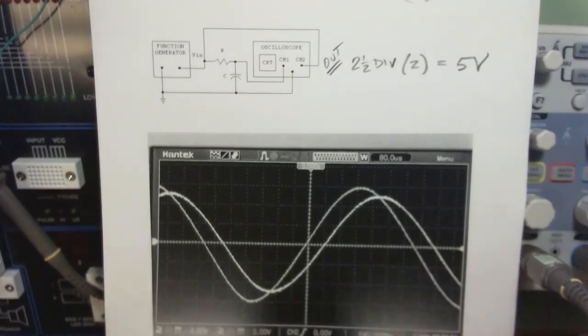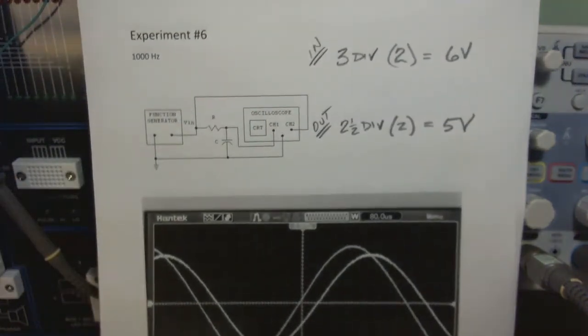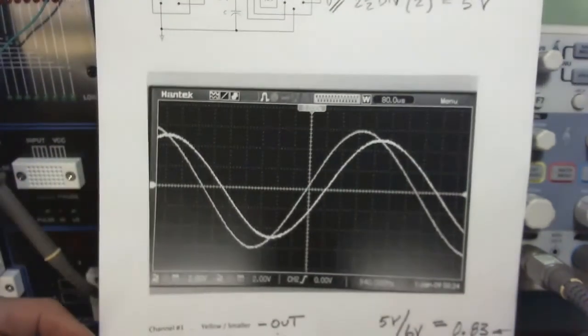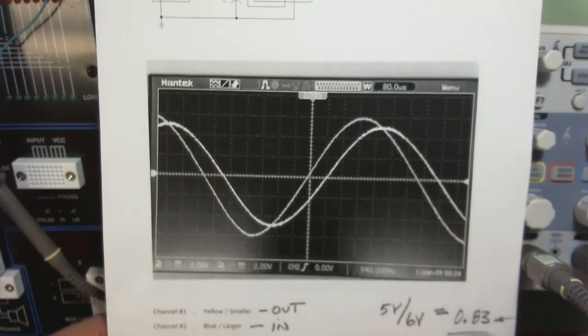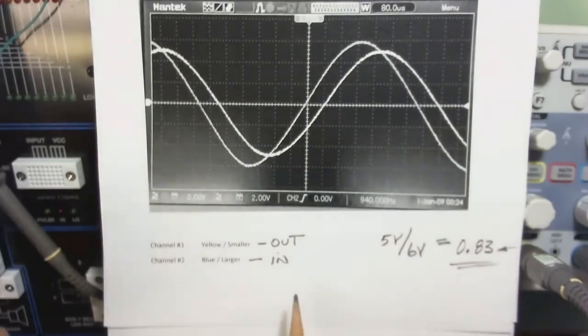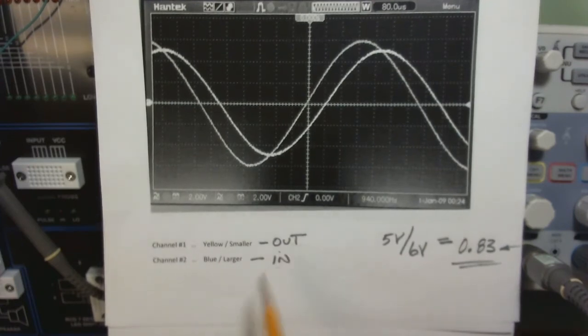So let's look at the voltages. We wanted to try and figure out what was our input and our output voltage. Down here, I have channel 1. That's the smaller output signal, I'm going to assume. And I have channel 2, that's the larger blue input signal. So if you're looking at this in the file on the computer color monitor, the blue will be the larger input signal, and the yellow will be the smaller output signal.